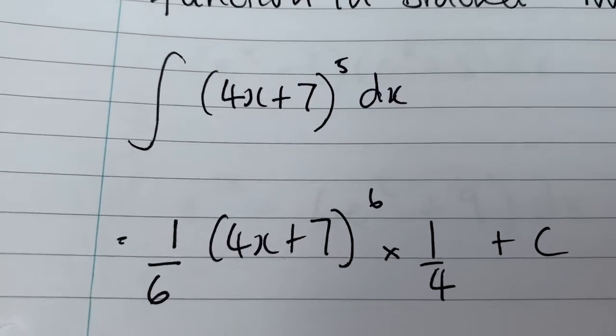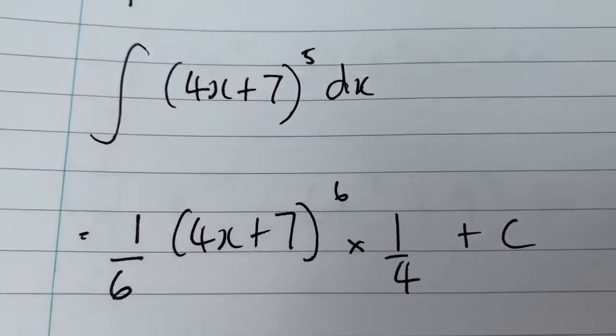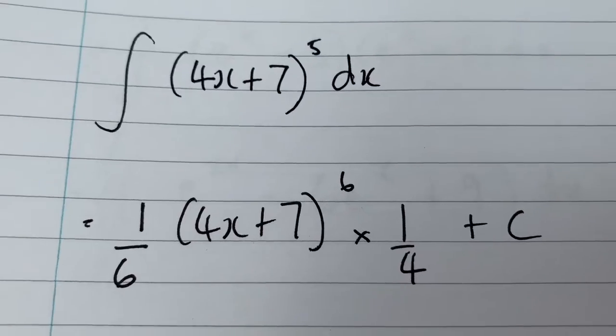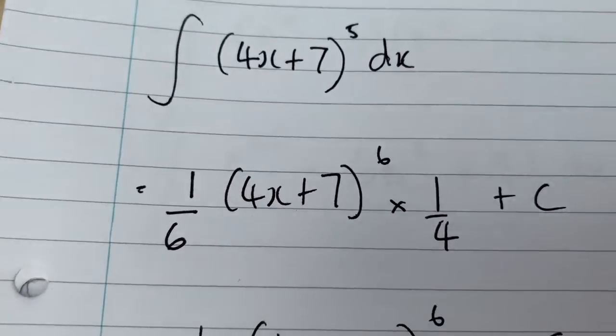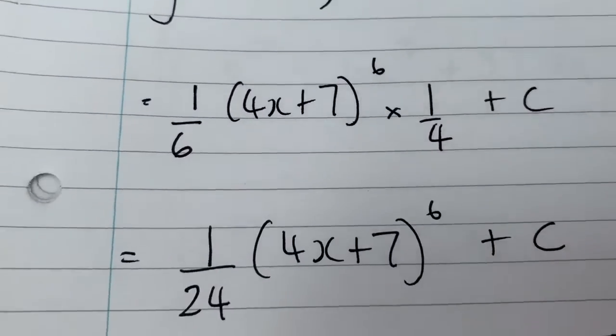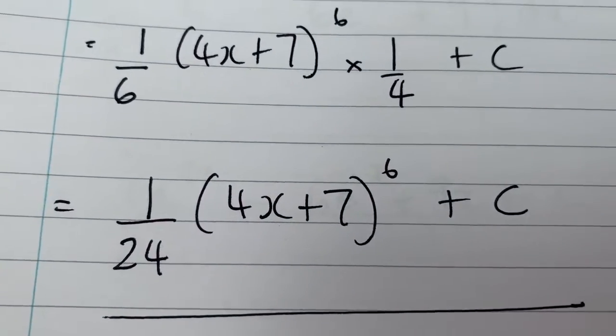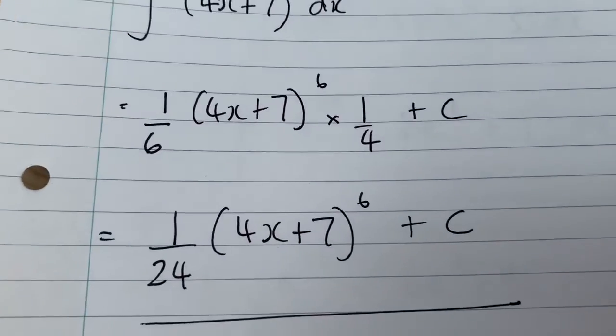So here I've raised the power by 1, I've divided by that new power of 6. If I differentiate that linear bracket, I'm going to get 4, so I divide by 4. And again, this is straightforward checking. You could just check that by differentiating it.